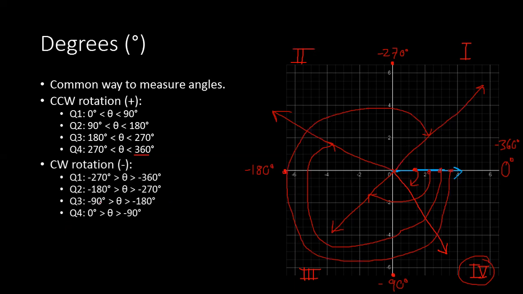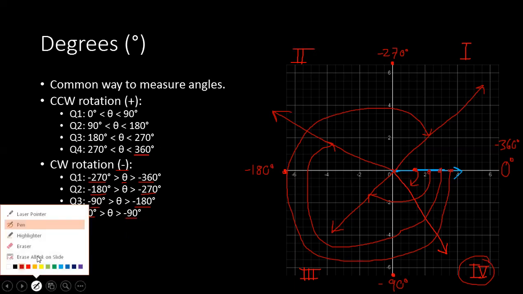Or to sum it up, these are the ranges of the angles. If it's in the clockwise rotation, we will have negative angles. First quadrant, the angle is less than negative 270 but greater than negative 360. Second quadrant, less than negative 180 but greater than negative 270. Third quadrant, less than negative 90 but greater than negative 180. And lastly, for the fourth quadrant, less than 0 degrees but greater than negative 90 degrees.